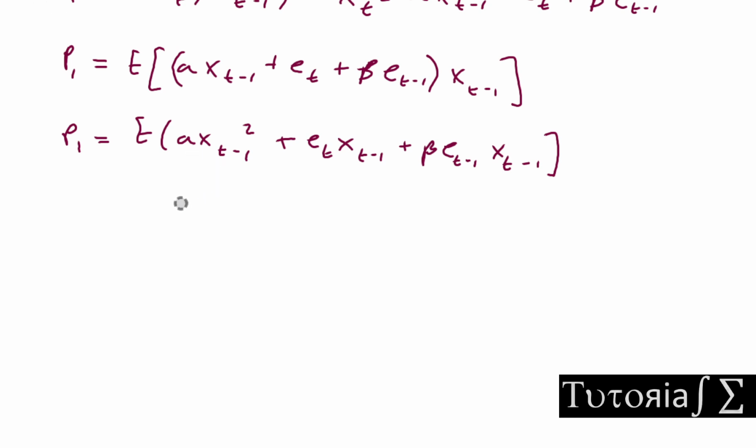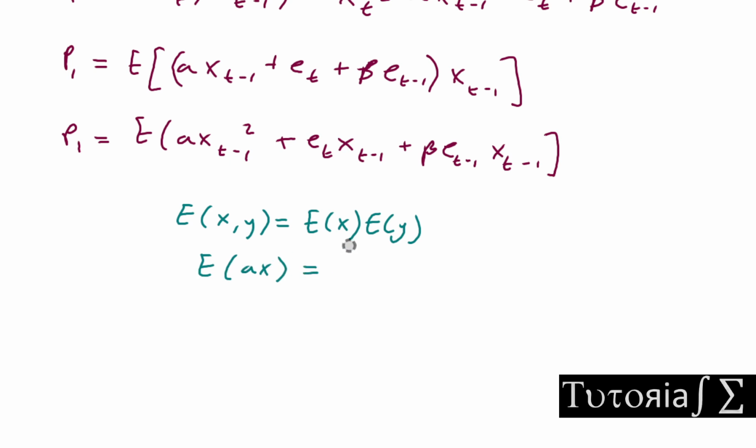about expectations is that when you have the expectation of x times y, this is just equal to the expectation of x times the expectation of y. When you have the expectation of ax, we can factor out the constant a, so it is a times the expectation of x. So that is what you need to keep in mind, even as we'll be distributing the expectations.